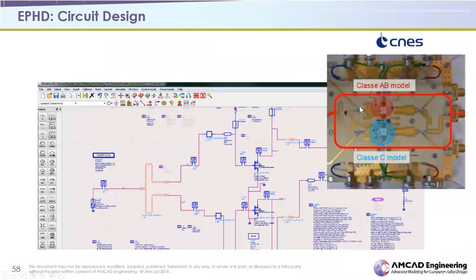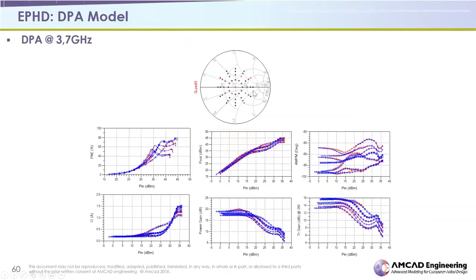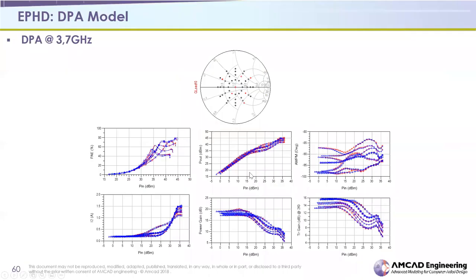This is the design of the power amplifier. We have the class C here, class AB here. This is the design in ADS. This is a better picture. So we have a driver and we have our board here. And the idea after that is to measure the power amplifier at 3.7 and compare with the design. So we did the validation and we can see that we can reach a good agreement. So remember, we have a model. The model is valid at this impedance, at these frequencies.